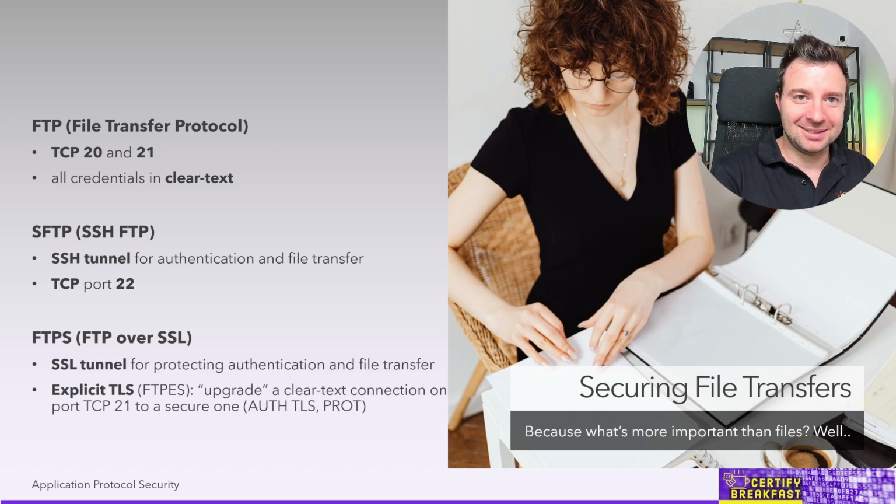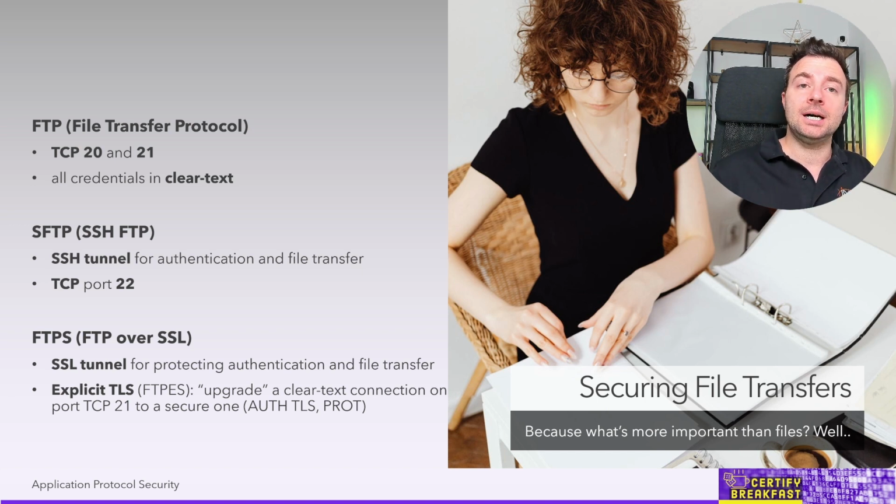Now, the second method, as I said, is appending the S at the end of the FTP protocol, which makes it FTPS, and that is FTP over SSL. Just like HTTPS, which is HTTP over SSL, we also have FTP over SSL. So this time the tunnel is an SSL tunnel, and we have 2 methods of ensuring the security of the connection with FTPS. The first one is called explicit TLS, or FTPES, FTP explicit SSL, right?